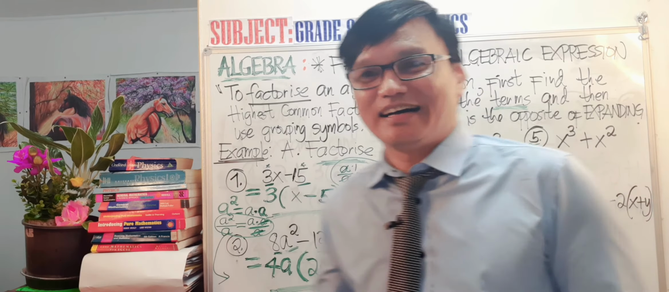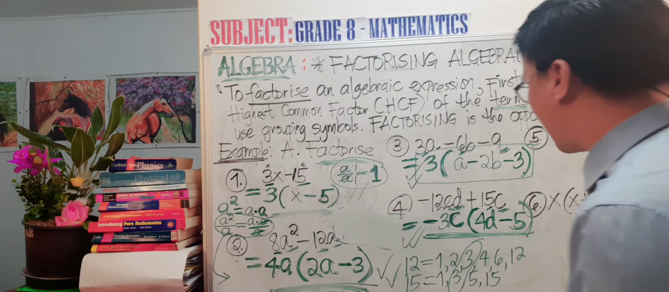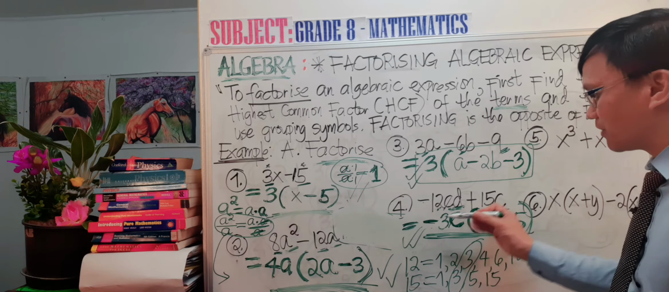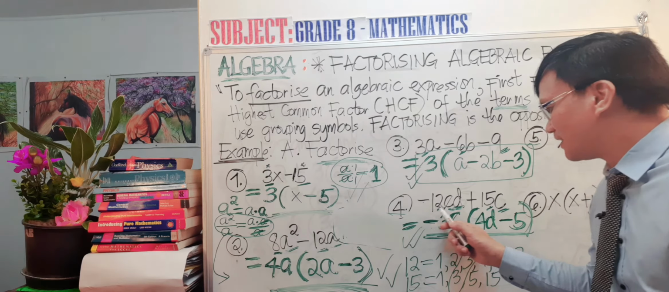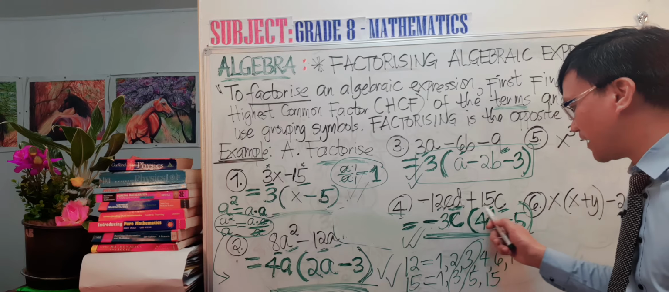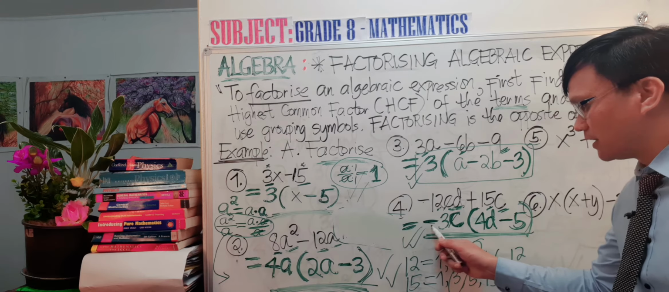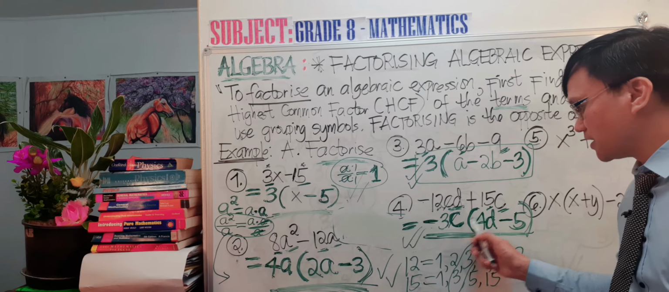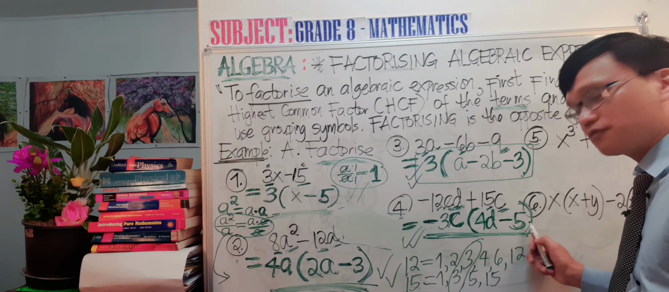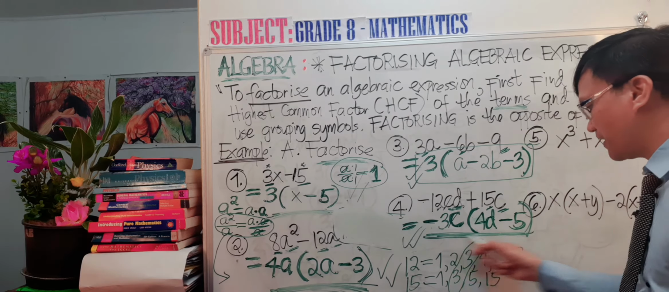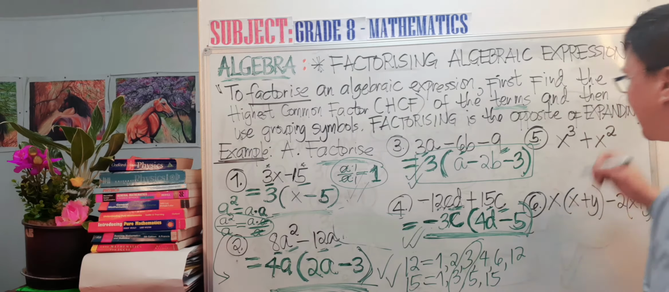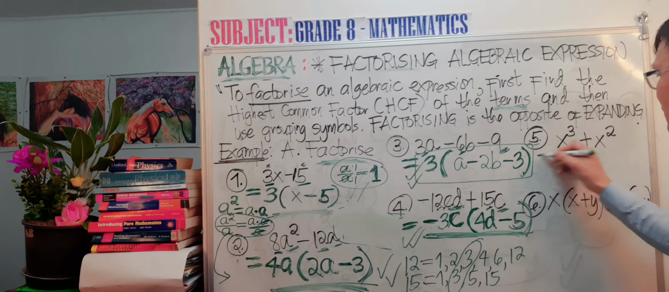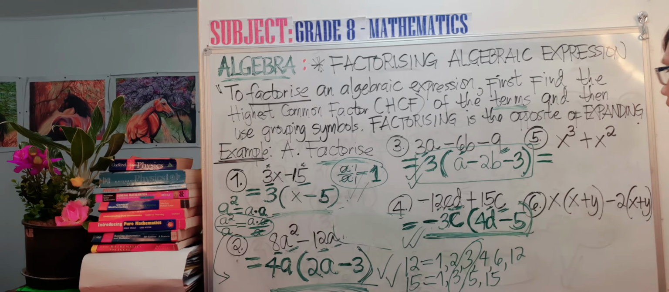Okay, we continue and we have for question number 4, the given is 12CD plus 15C. So we have negative 3C open 4D minus 5. So this is now our final and correct answer. Okay. And then we have example number 5.